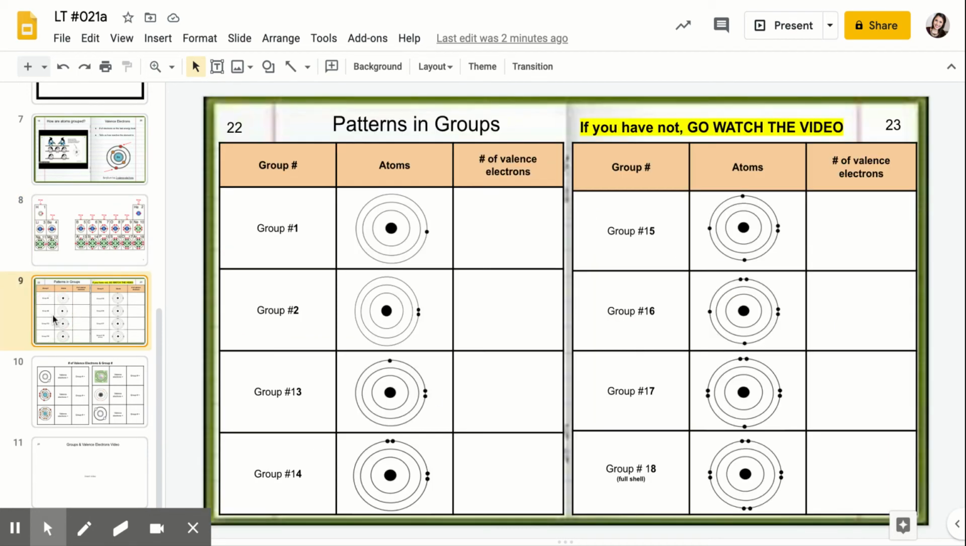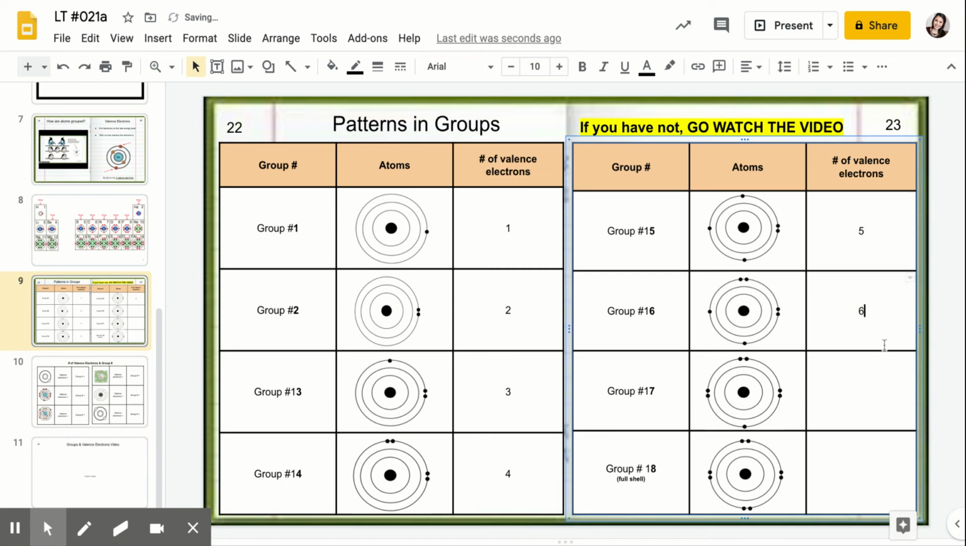So here, what we're going to do is we're going to look at group 1. Remember, they'll have 1 valence electron. Group 2 will have 2 valence electrons. And then to help you remember, look at the last number, always the last number. So group 13 has 3. Group 14 has 4 valence electrons, last shell. Group 15 has 5. Group 16 has 6. 17 has 7 valence electrons, and group 18 will have 8 valence electrons unless it's helium.